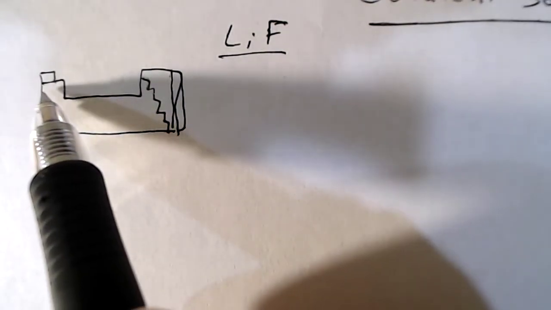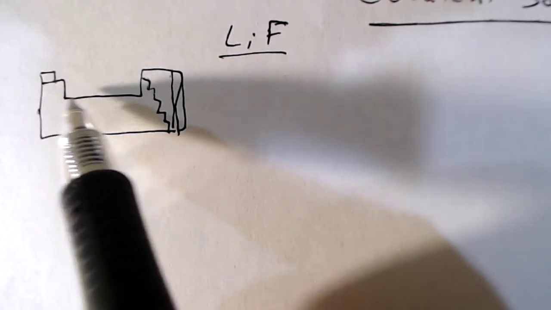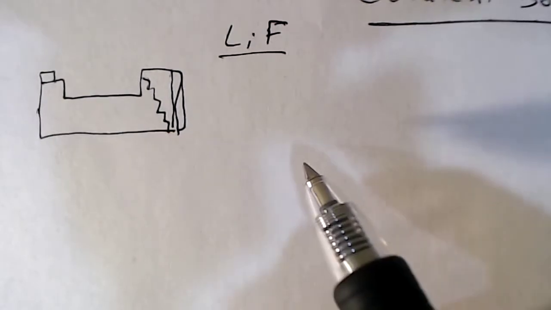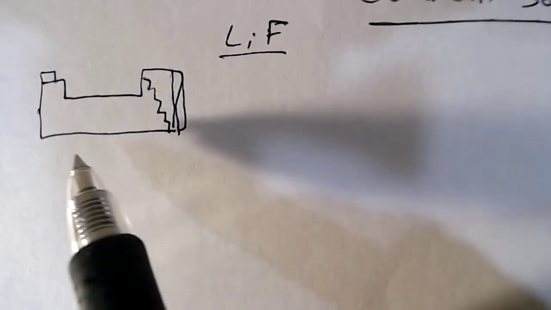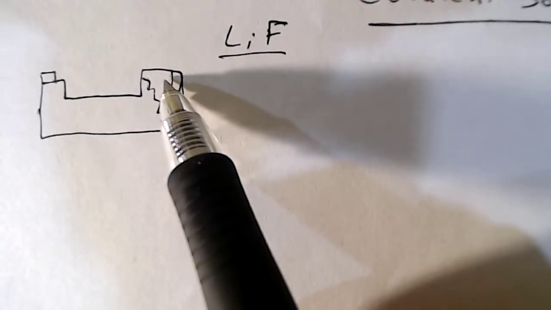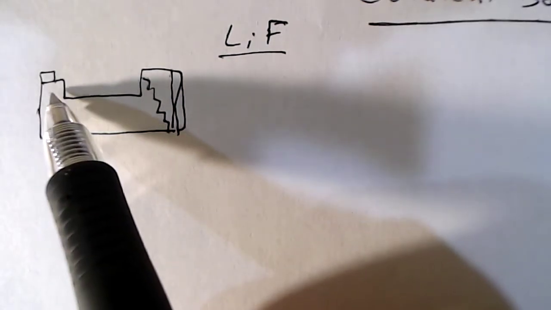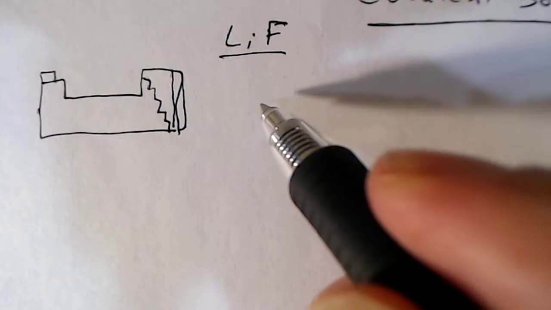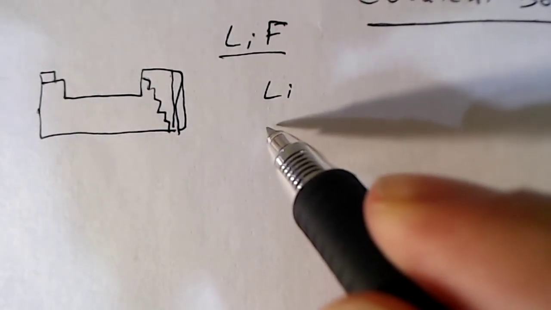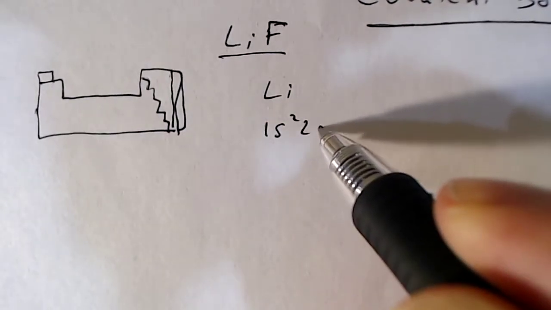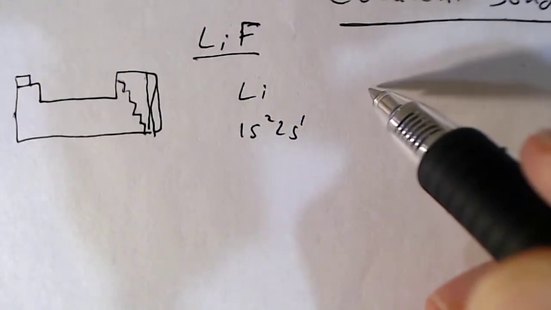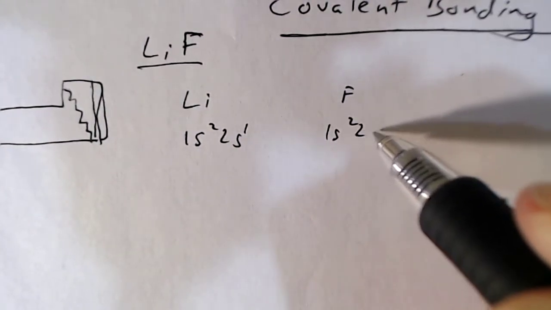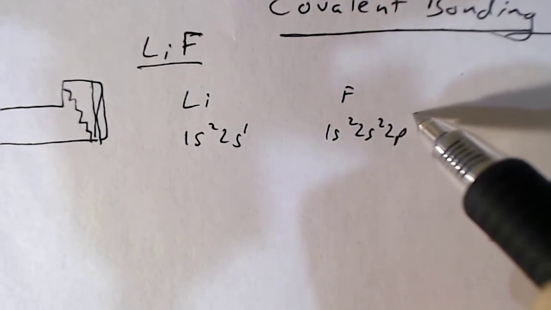So that has lithium, which is a metal, and fluorine, which is a nonmetal. Those have very different electronegativities. Fluorine is much more electronegative than lithium, and so it will draw electrons towards it very much. Lithium has an electron configuration of 1s2, 2s1, and fluorine has an electron configuration of 1s2, 2s2, 2p5.